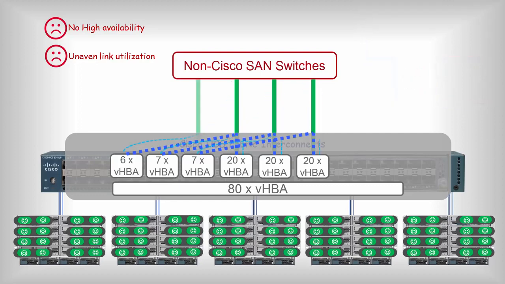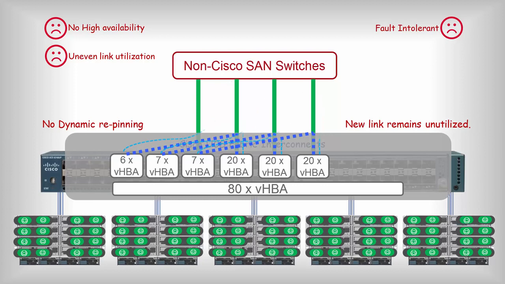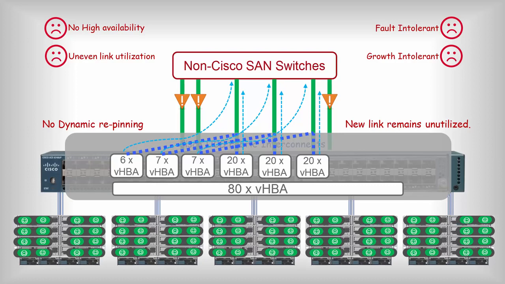When the failed link comes up, all the 80 VHBAs continue to be pinned to the existing 3 links only. The dynamic move to the new link does not happen. If you desire to increase the uplink bandwidth by adding more links, the traffic will not start using that link automatically. This is a clear waste of resources. You are prone to this kind of behavior with non-Cisco SAN switches.